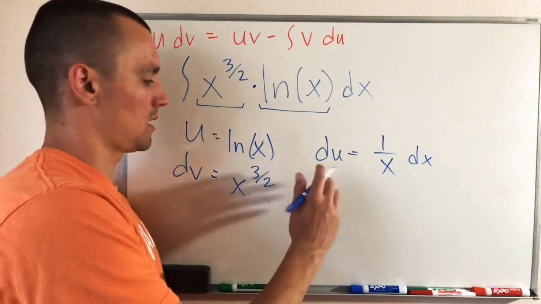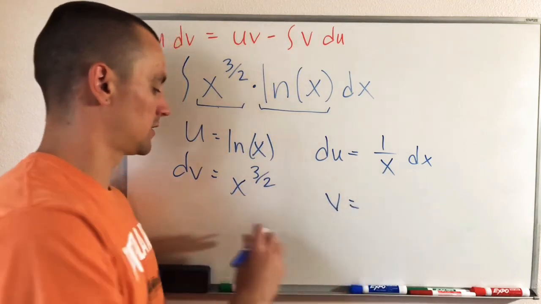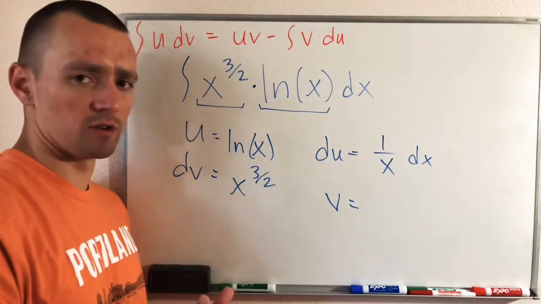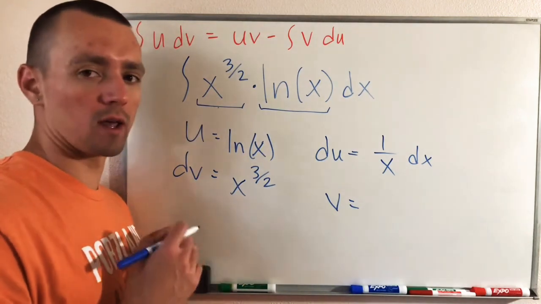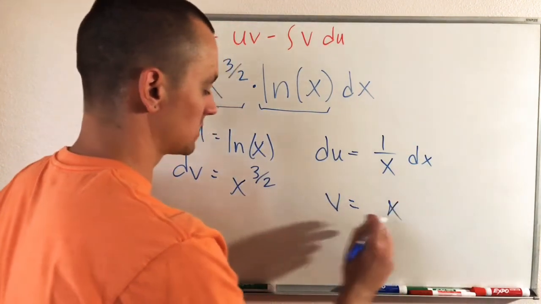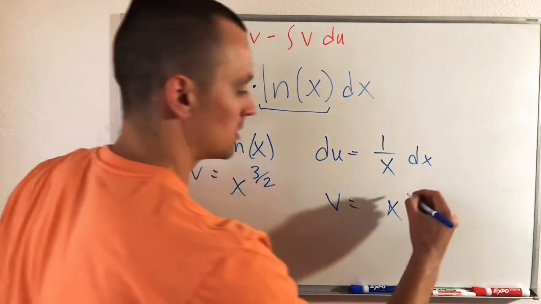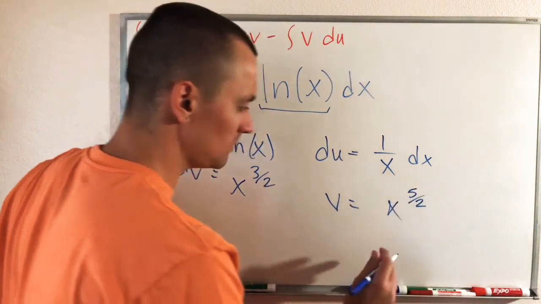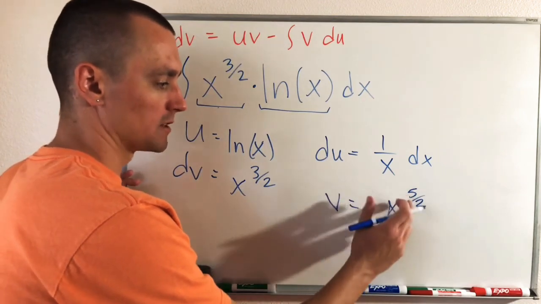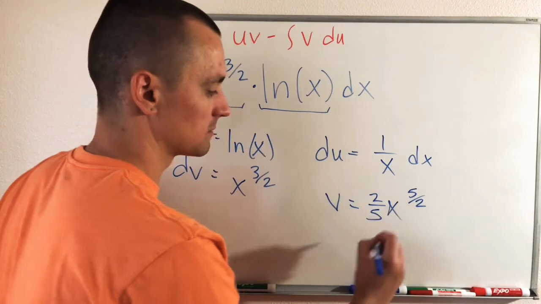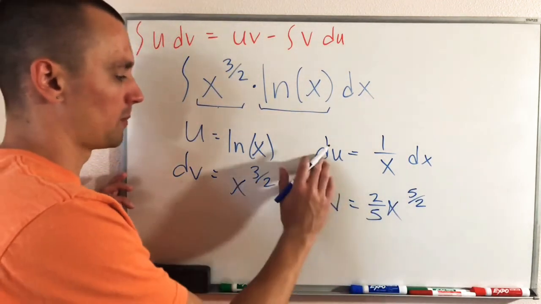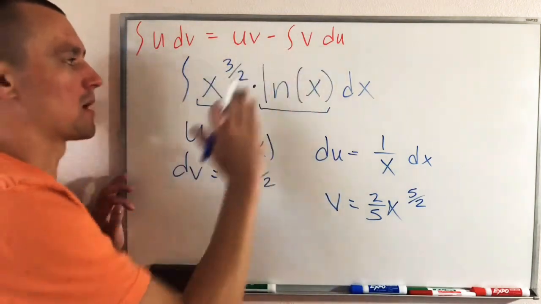And then when we find v, that's just going to be the antiderivative of x to the 3/2, which we can find using the power rule. We keep our x, raise the power by 1, so 3/2 plus 1 would be 5/2, and then multiply by the reciprocal of this new power, so we multiply by 2/5. So v is going to be 2/5 x to the 5/2 power.